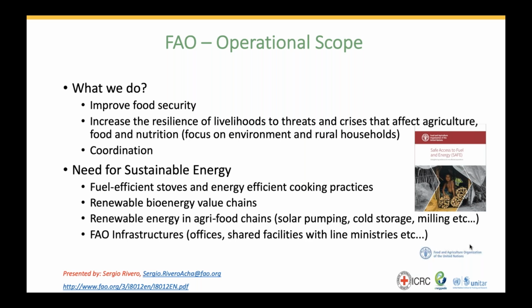I have included also a link in this presentation that hopefully will be distributed among the participants. Here you can access a publication in which you have a summary of all of the programs from FAO, and also there are links to more detailed information on each of these programs.